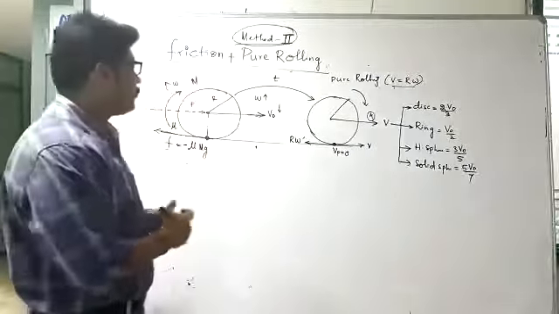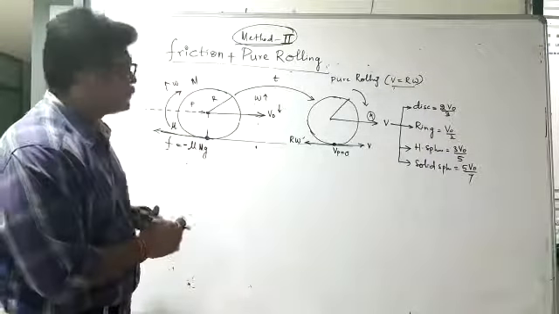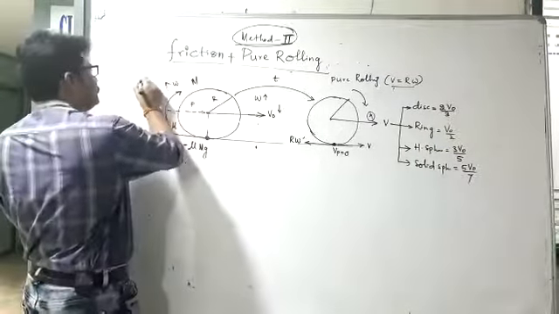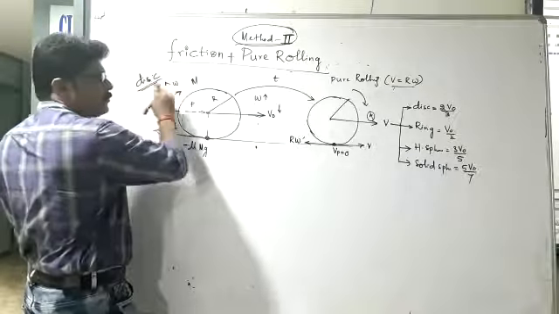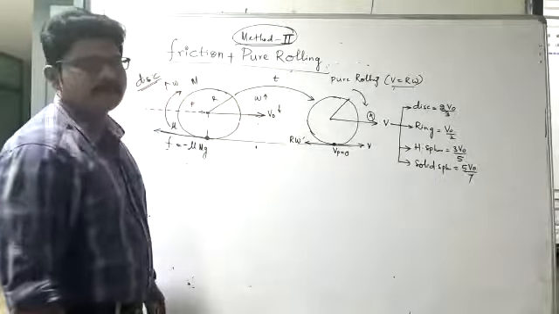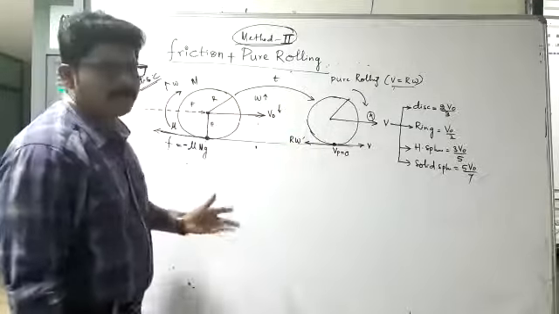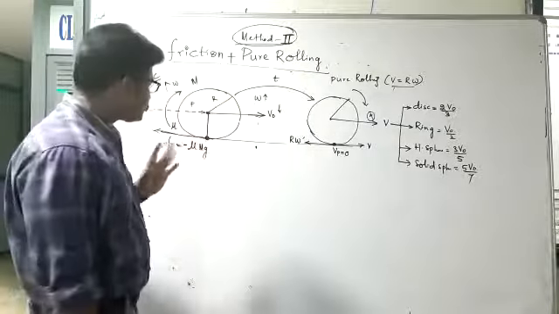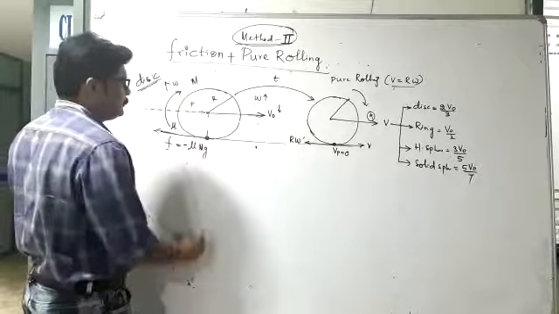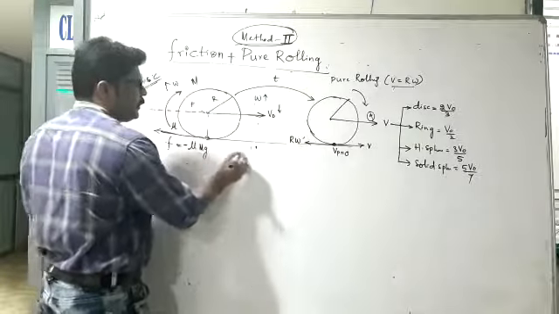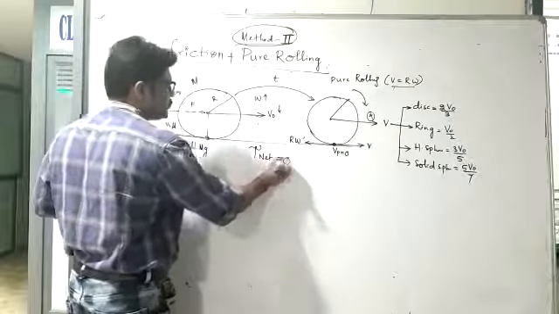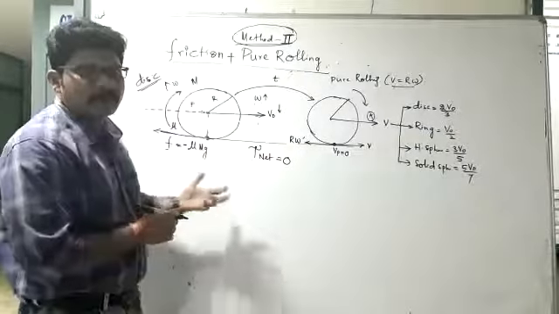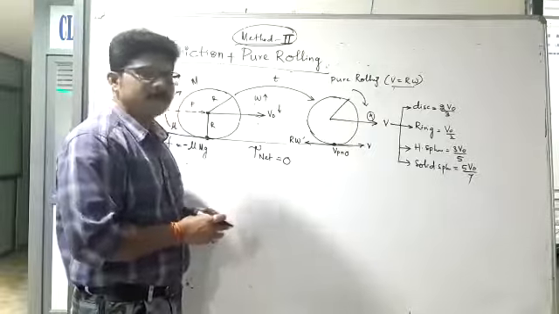Now by method 2, how can we calculate this velocity? Let us take this as a disc. In a similar manner, you can calculate for the ring, hollow sphere and solid sphere. Only the moment of inertia will change. Now I can apply the net torque concept. Net torque equals 0. How is the net torque 0?